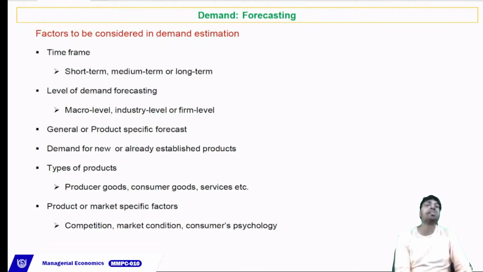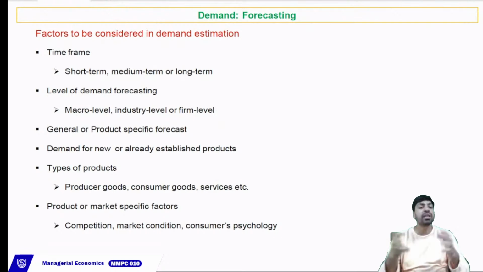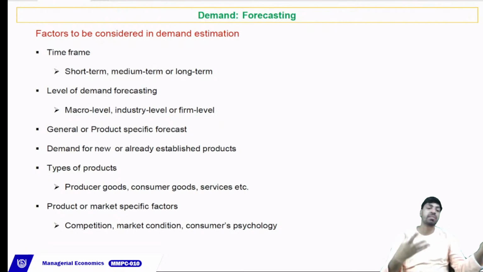The first one is time frame. It should be the short run, medium term, and long term. Then the level of forecasting: it would be the individual unit, the industry unit, or the national level unit. The third one is general or product specific forecast. So depending upon the product basis or the market basis, the forecast is to be done.